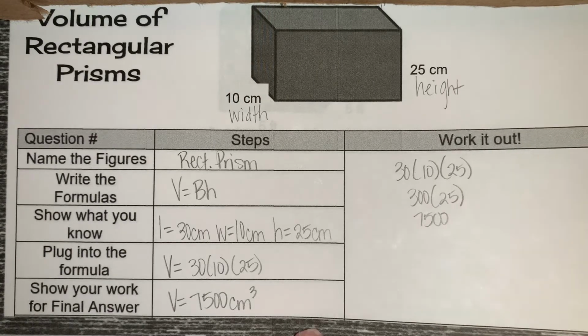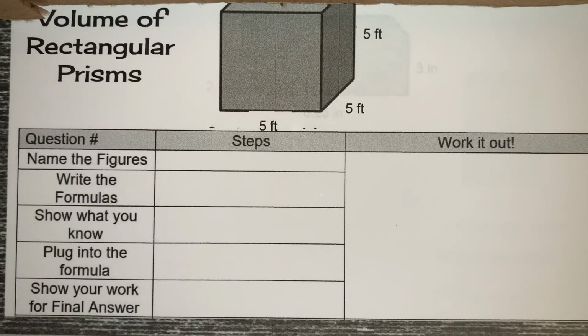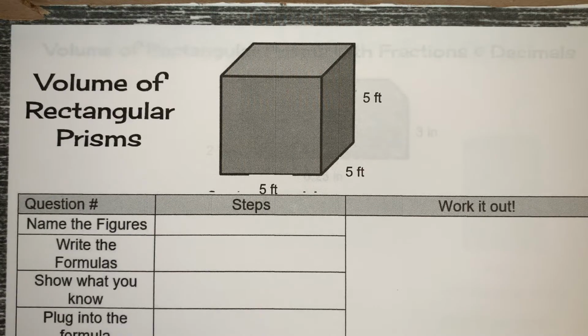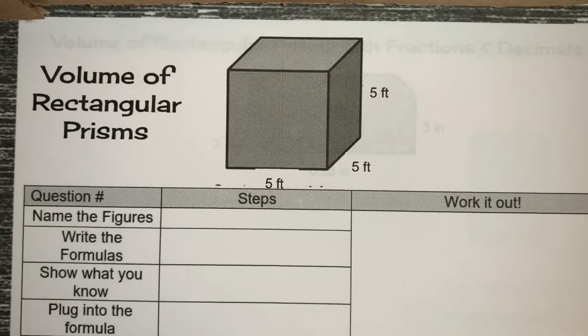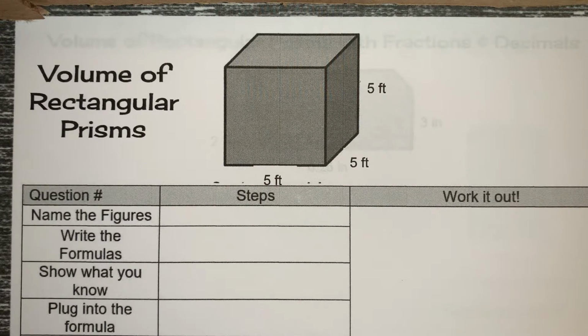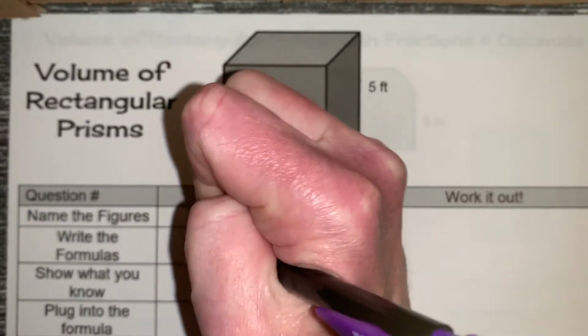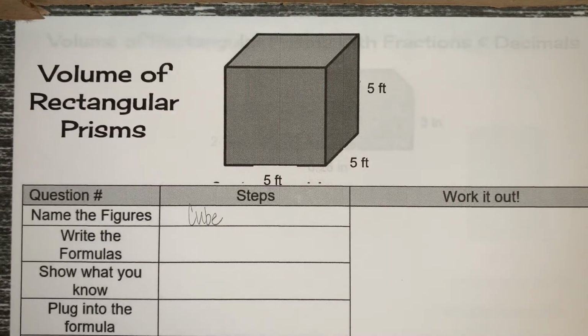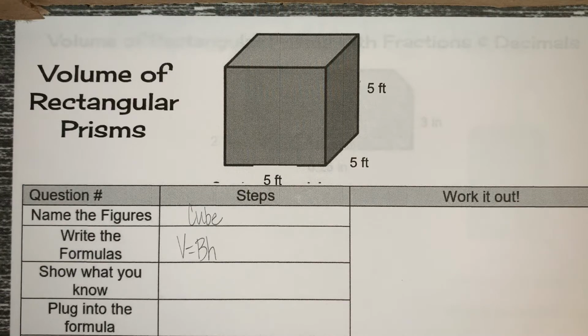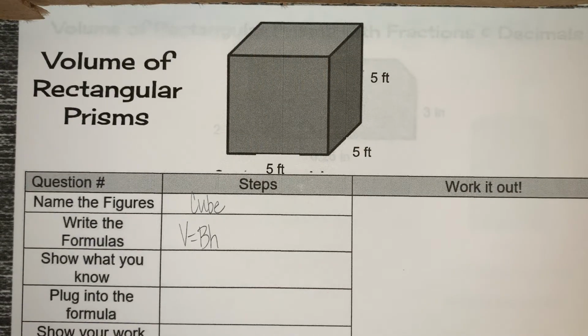All right, let's do another example. Okay, this time, if you look at this rectangular prism, all of the dimensions are the same. So this is not only a rectangular prism, it's more specifically a cube, because cubes have all the same size sides. The lengths of the sides are all the same. The volume formula is still going to be the same. Capital B, H, area of the base times the height.